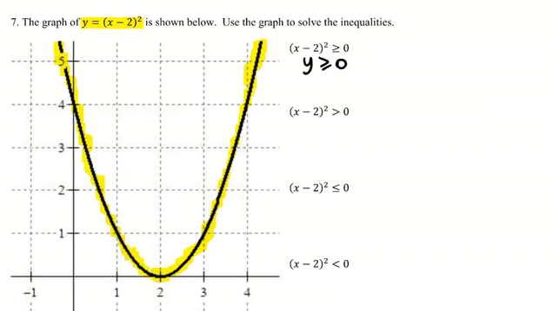Regardless, my point is that y is greater than or equal to 0 on this curve everywhere. So I'll say for every value of x, y is at least 0, or all real numbers make the inequality true.